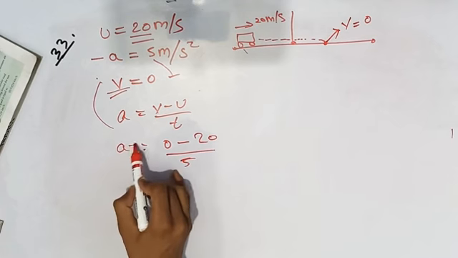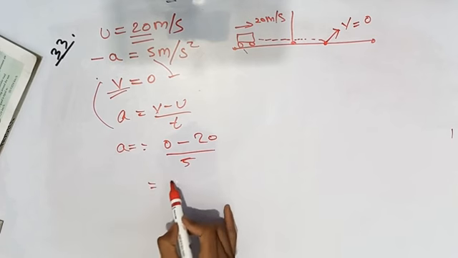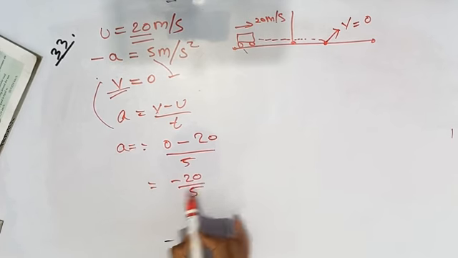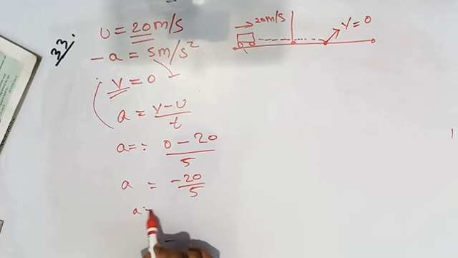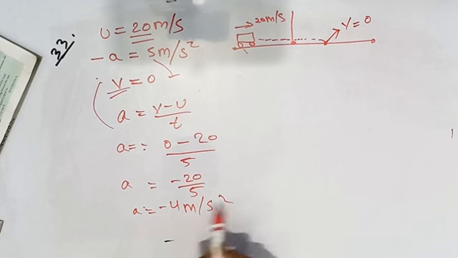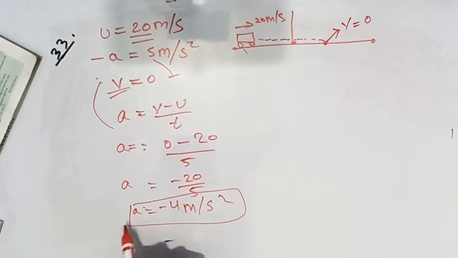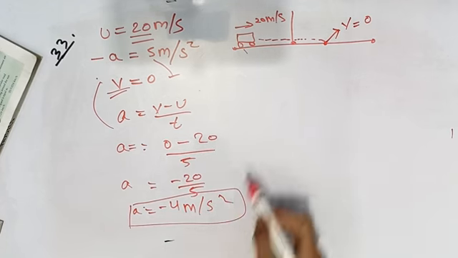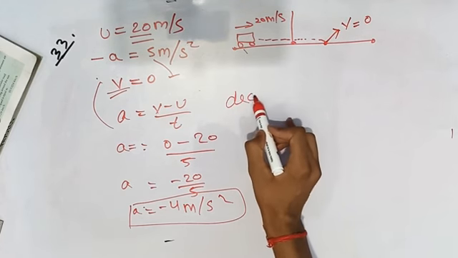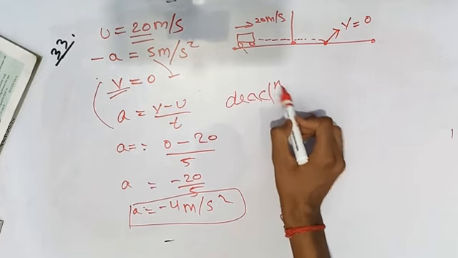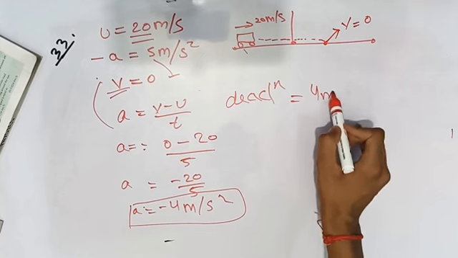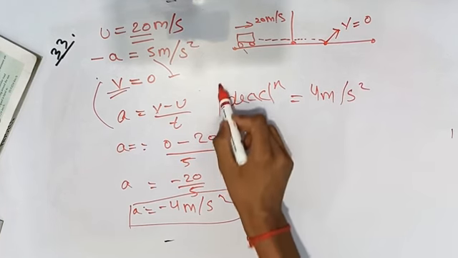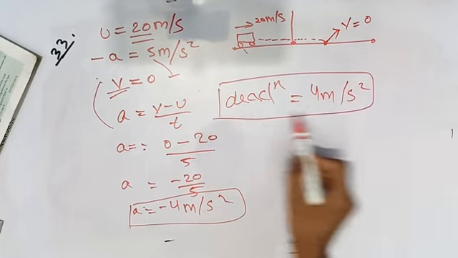So acceleration is equal to minus 20 upon 5, or we can say it is equal to minus 4 meter per second square. We can call this minus 4 meter per second square, or we can call it deceleration is equal to 4 meter per second square. So this is our answer of question number 33.